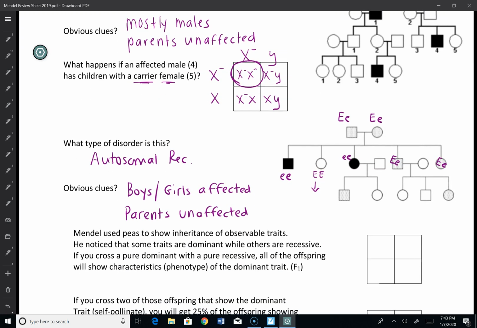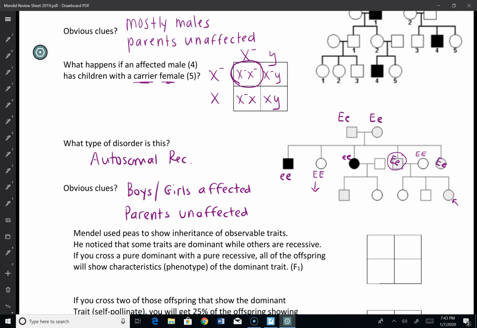In this case over here, this male carrier happened to marry a female that was double capital, so technically their kids have nothing to worry about. There may be a carrier in there, but they will not have the disorder. So those are your biggies on X-linked recessive and autosomal recessive disorders.